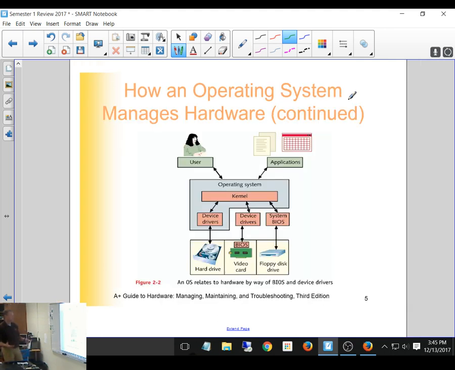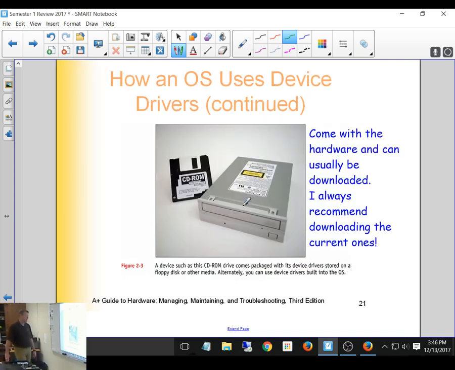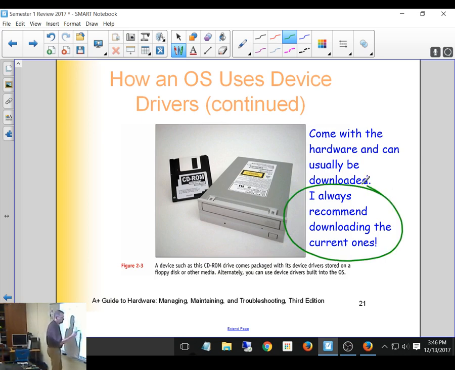So, the operating system manages hardware through those device drivers, whether they're device drivers that are managed by the operating system itself or whether they're run through BIOS, but there has to be some device driver for the operating system to access certain pieces of hardware. Sometimes they come on a CD-ROM, they used to come on a floppy drive, and I said in class I always recommend downloading the current one.